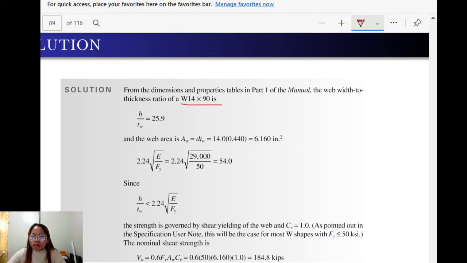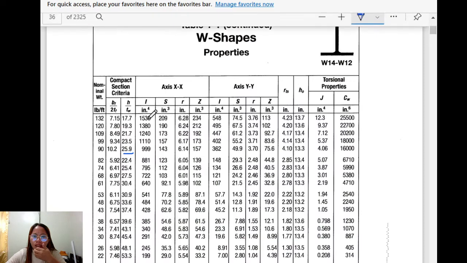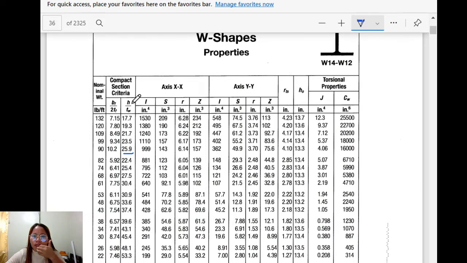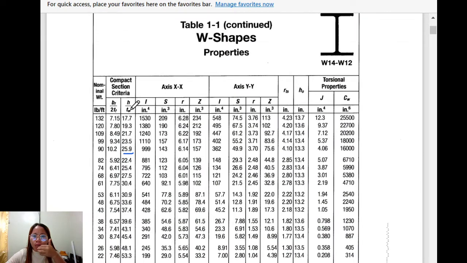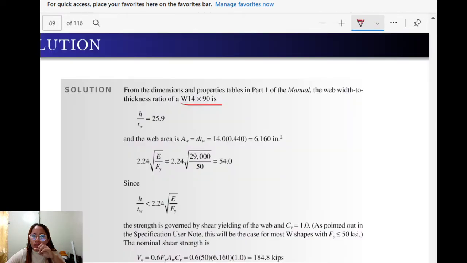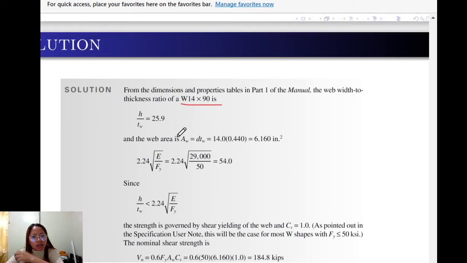Let's go back and check the section. This W14 by 90, if you try to look at it in the AISC manual, the height of the web divided by thickness is 25.9. And you have to check this value against the limiting values.